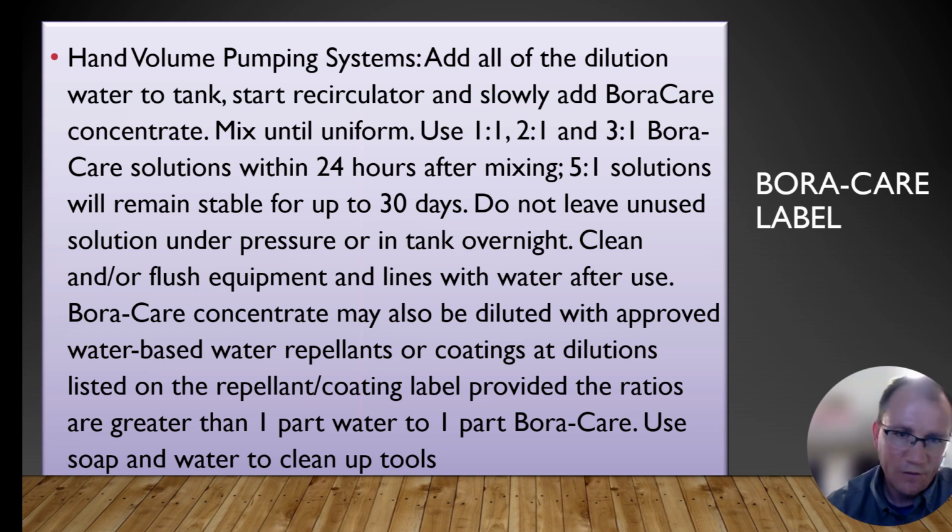So obviously, first things first, add your water to the tank. Then you're going to start the recirculator. So you're going to get that water moving around, and then you're going to slowly add the Boracare concentrate. Once again, this is not my favorite method, but since it's on the label, we're going to say that's definitely a way you can do it. You're going to want to mix it until it's uniform, obviously. You're going to be using either a 1-to-1, 2-to-1, or 3-to-1 ratio of the Boracare, and you're going to make sure you use it within 24 hours of mixing. Now, it does say that 5-to-1 solutions will remain stable up to 30 days.